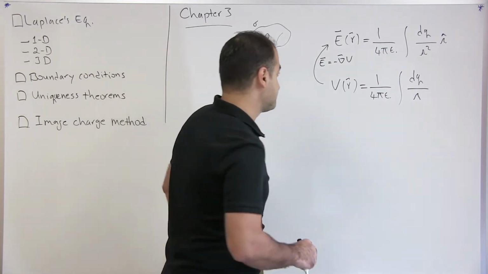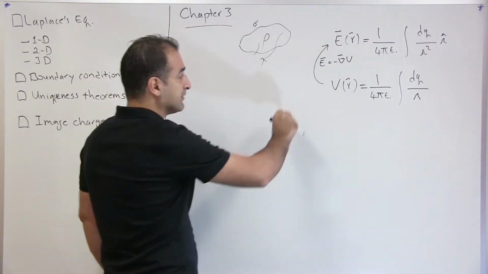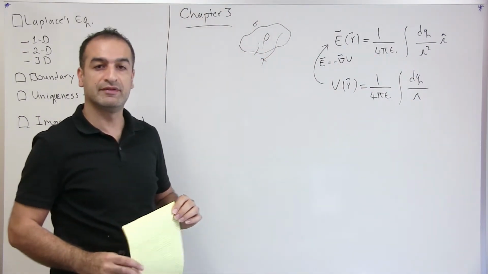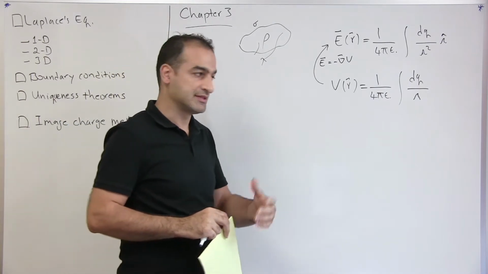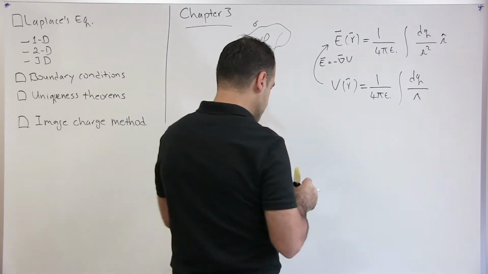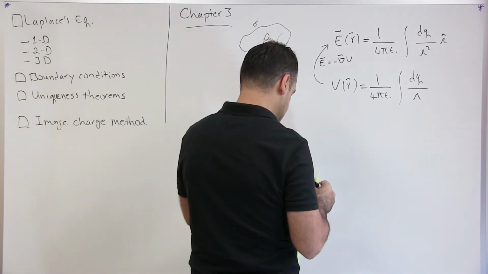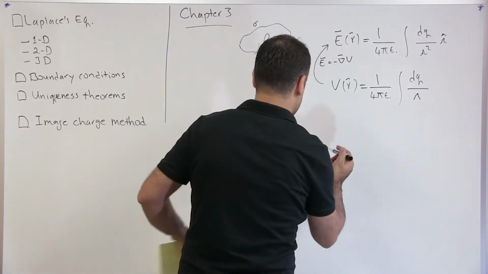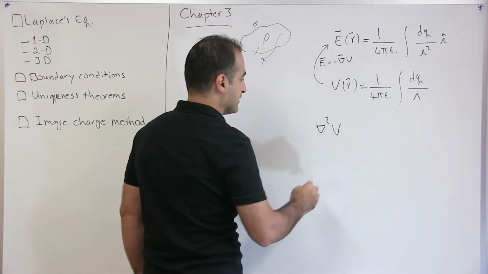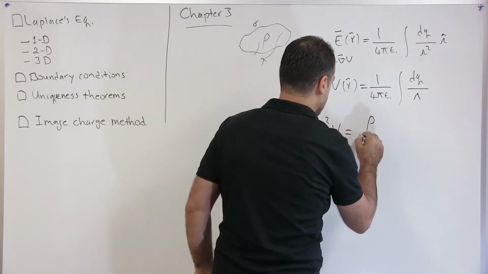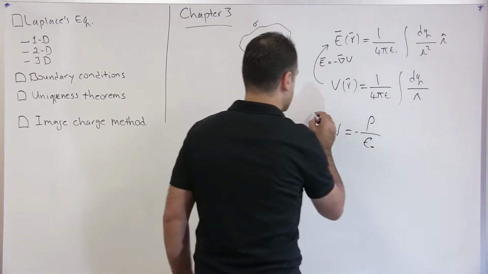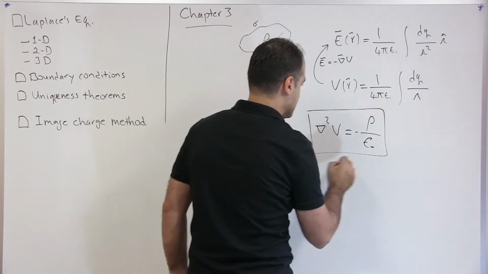Okay, so what we're going to do in this chapter, we're going to forget about these two, and we're going to focus on the differential form of Poisson's equation and Laplace's equation. Okay, so the differential form of this equation is basically the Laplacian of the electric potential equals rho divided by epsilon 0. Okay, so this is Poisson's equation.